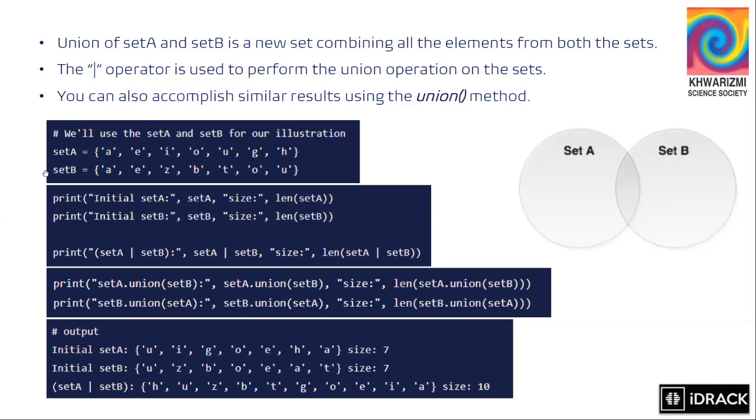So let's look at two sets. Set A has A, E, I, O, U, G, H, and set B has A, E, Z, B, T, O, U. You might notice that some of the elements are similar in both sets. We have A in both sets, E, and we also have a U and an O in both sets.